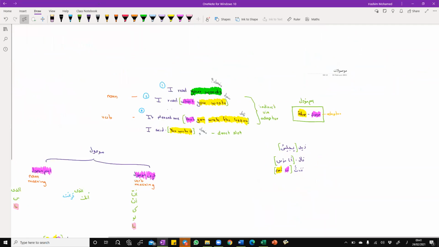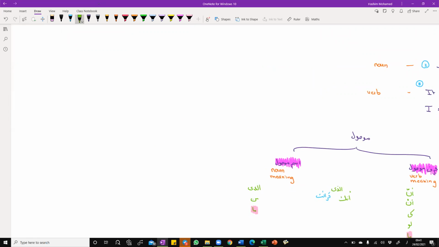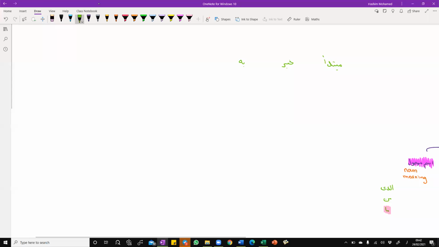So if you look here now, let's go back a little bit. We see here we have Mubtada, Khabar, Maf'ul Bihi, and Qal. Just a few examples here. So we can say here is Mubtada, the Khabar. All of these can be what we call here a single noun. Yes, Maf'ul Bihi can be a noun, Khabar can be a noun, Mubtada can be a noun. We've done that basic baby language.